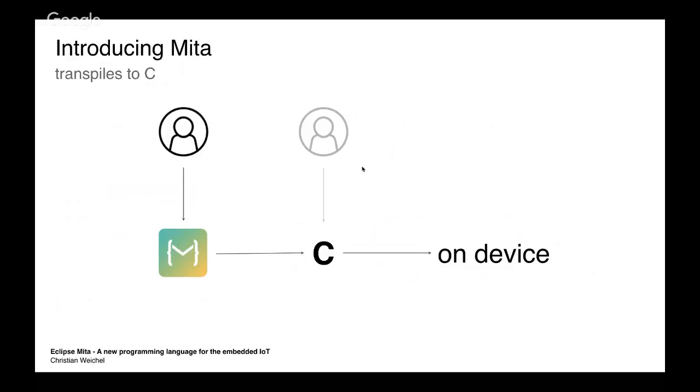And Mita does a similar thing, where you write Mita code, which offers a feature set richer than what C does, which transpiles to C and then runs on your device. The difference here is that the code that Mita generates is explicitly meant to be read and or modified. So what we try to do is to generate code that looks, in the ideal case, as good as if a skilled C programmer had written it. This is a high goal. We don't always reach it, but this is what we strive for.